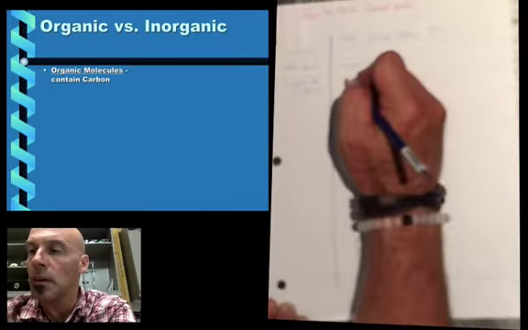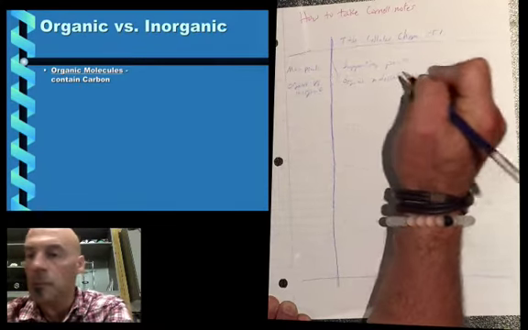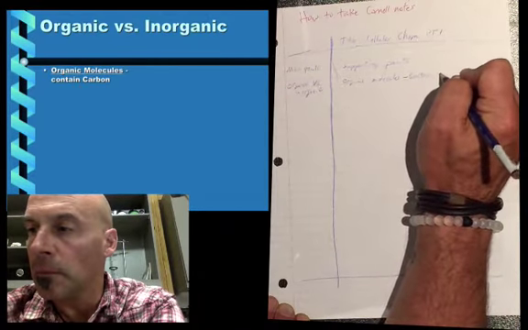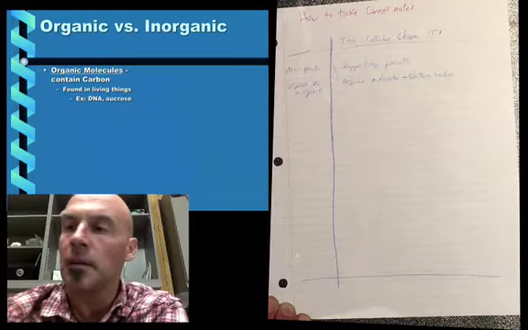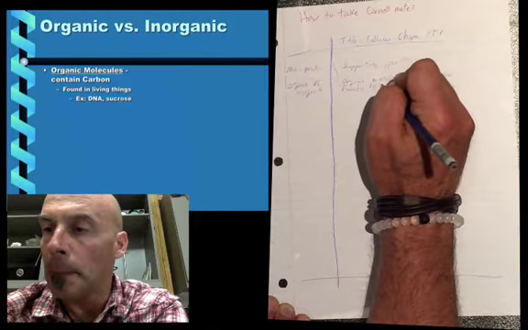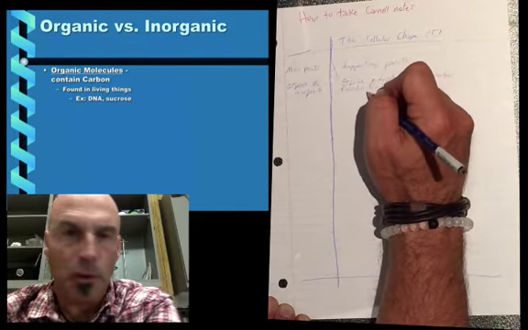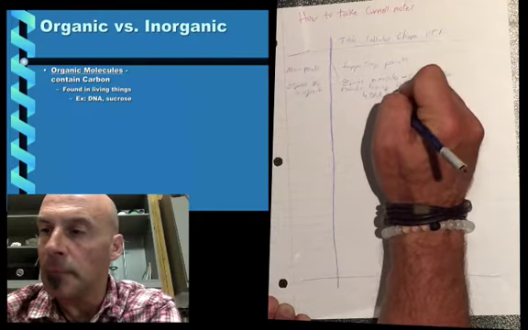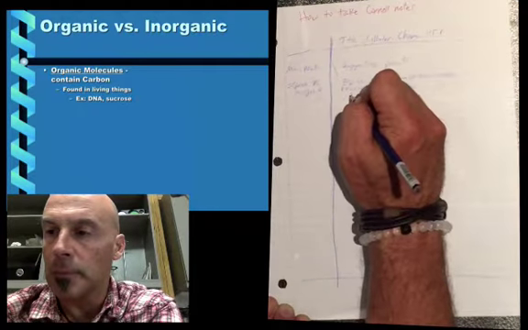So I've got organic molecules, and I know that they contain carbon. So this is a supporting point for this. They are found in living things. And then what I tend to do, this is just my personal note-taking style, I draw an arrow over and I say DNA and sucrose as examples. You can also put example: DNA, sucrose.